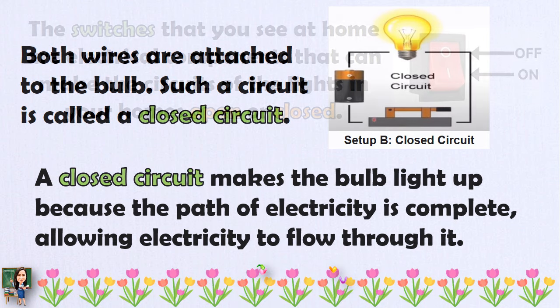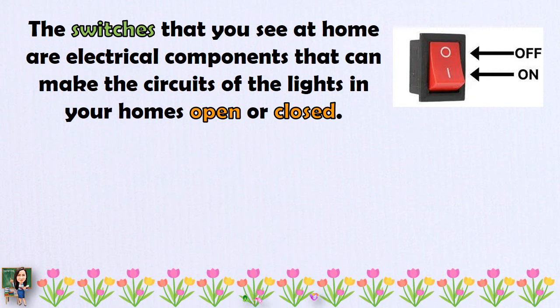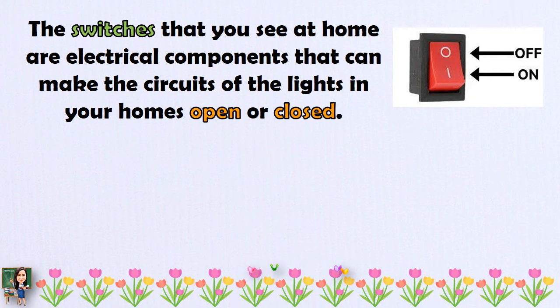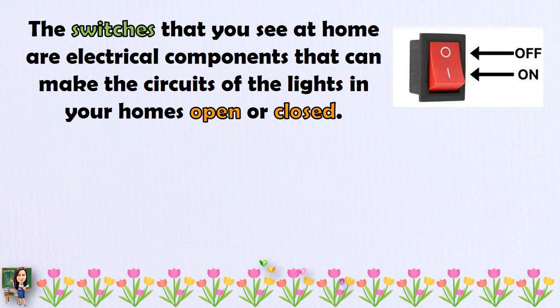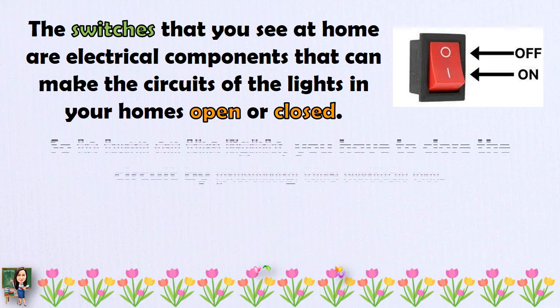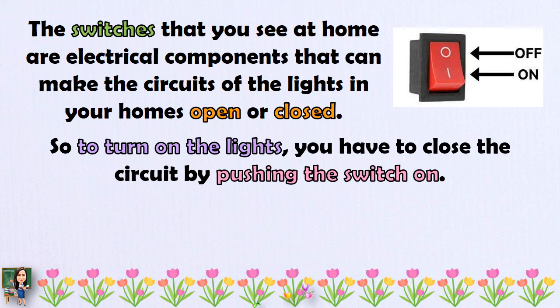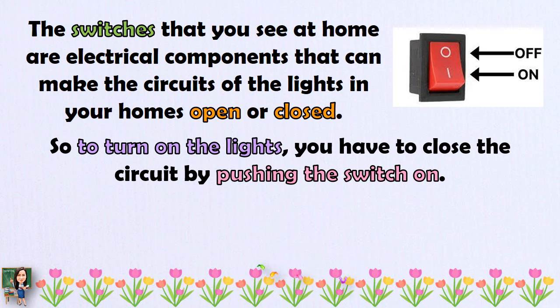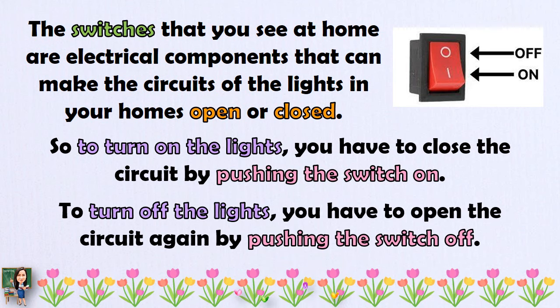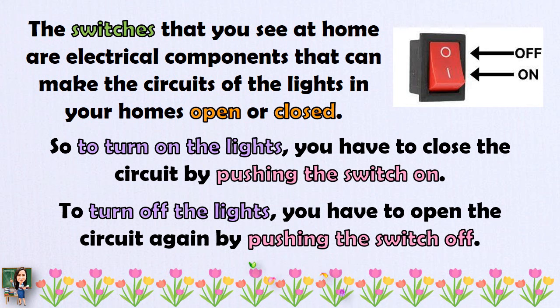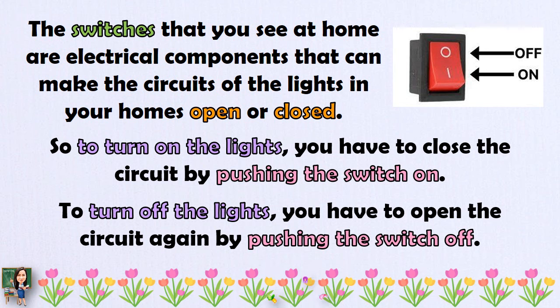The switches that you see at home are electrical components that can make the circuits of the lights in your homes open or close. So, to turn on the lights, you have to close the circuit by pushing the switch on. To turn off the lights, you have to open the circuit again by pushing the switch off.